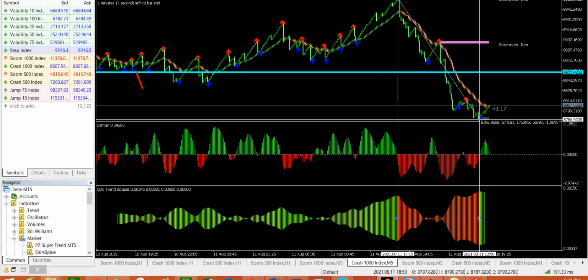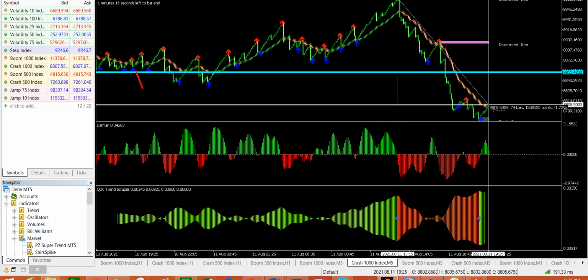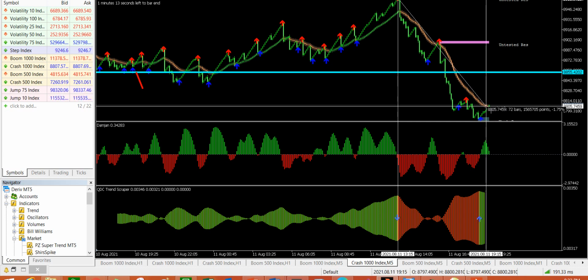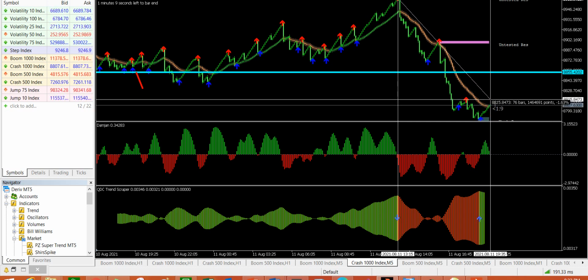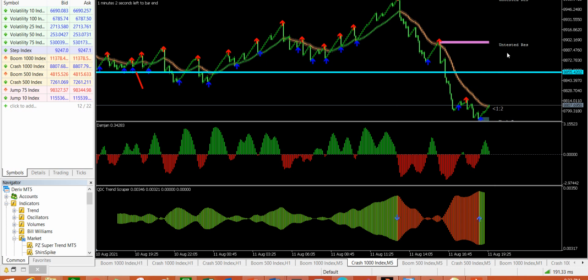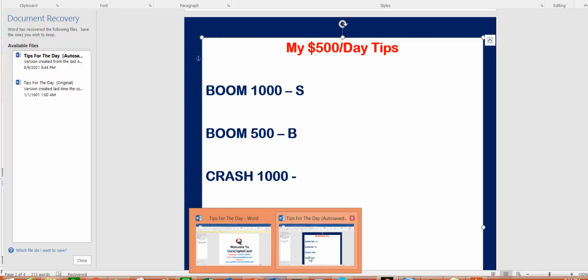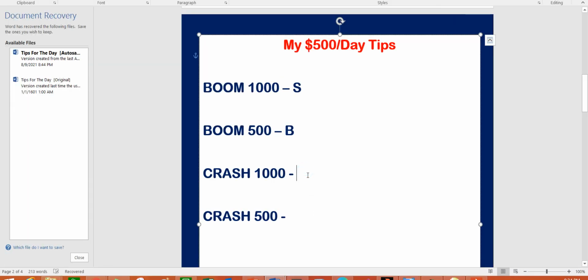So it is now starting an uptrend at the moment, but you will have to wait for it to break this 4MA candle successfully, which is standing as a resistance level. Once it breaks out from here, then it will continue with the buy trend. But if it does not break out from there, then it might not continue with it. So it is going to be a buy for Crash 1000, guys.